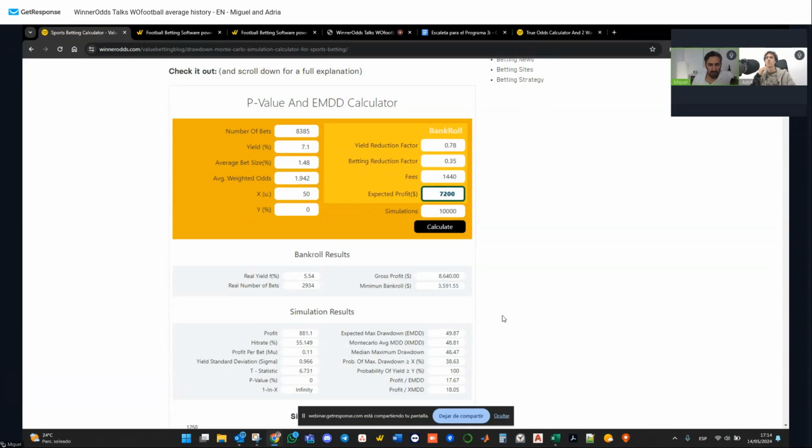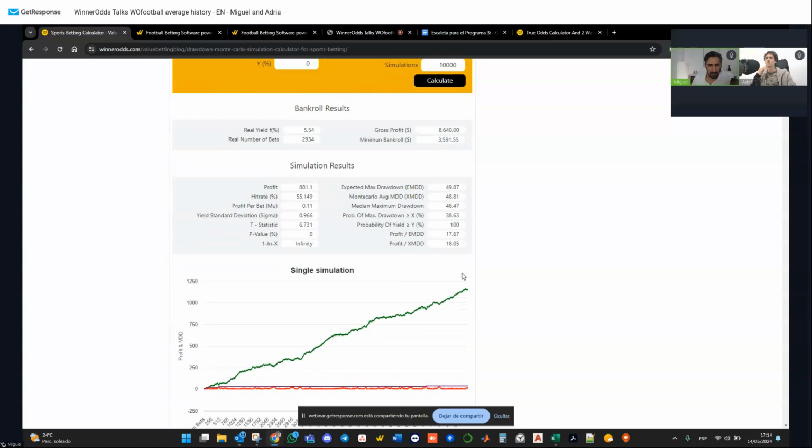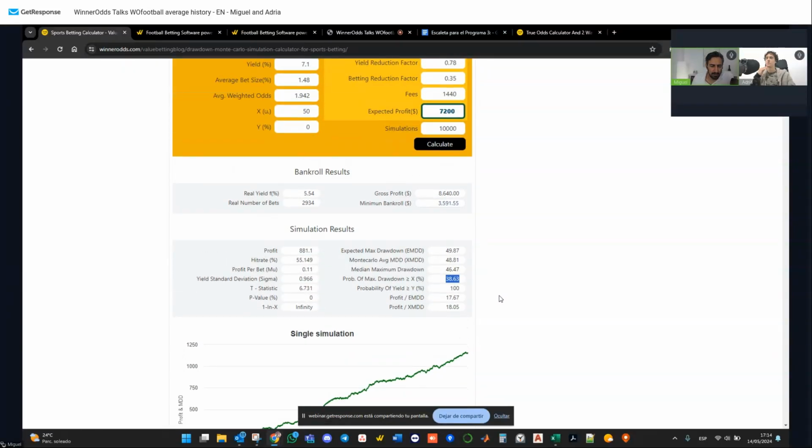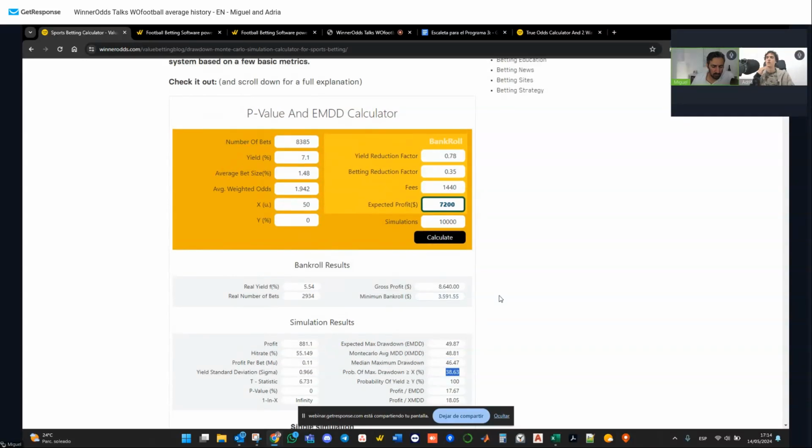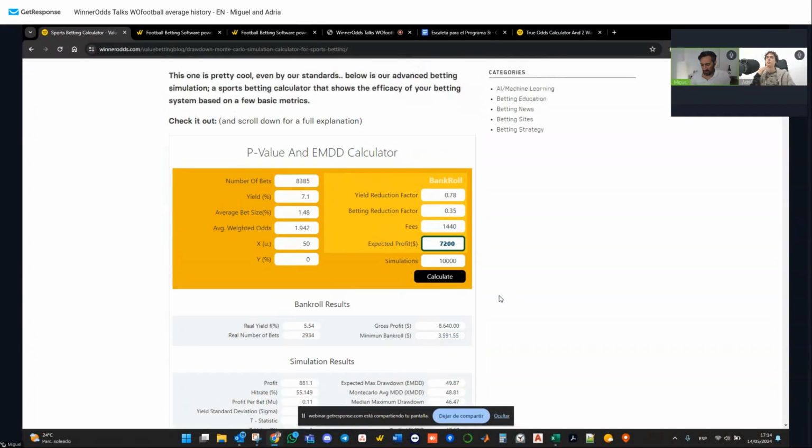For example, about the probability of suffering a big drawdown, what was your experience about the risk? Which has been the biggest drawdown you have suffered?